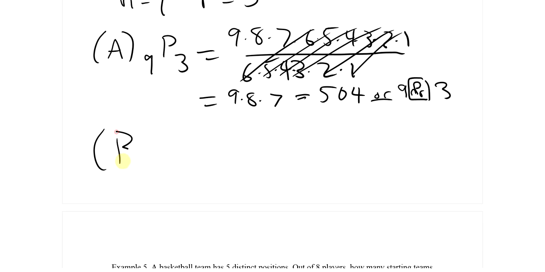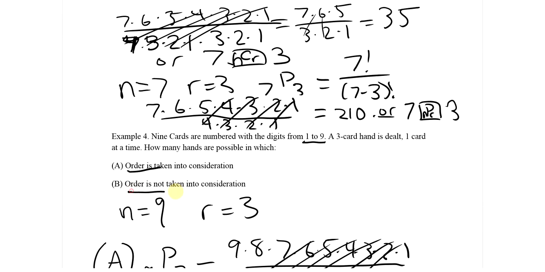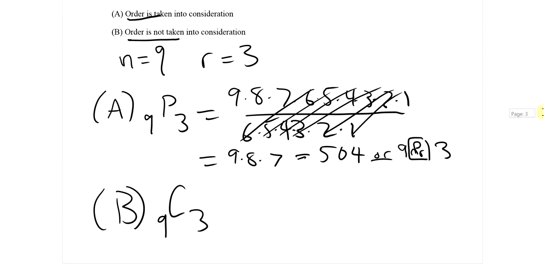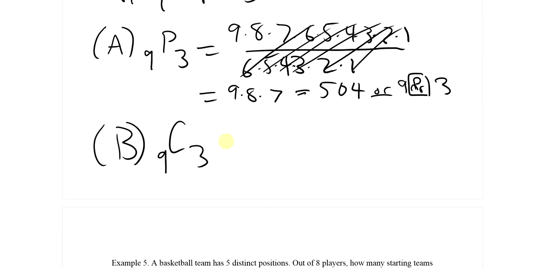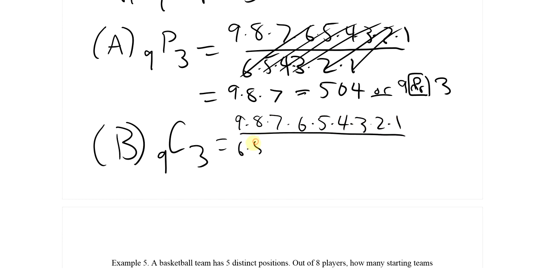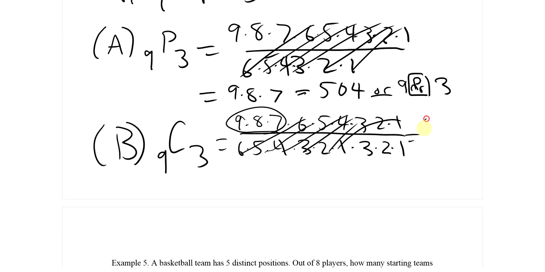Part B, 9C3. It's a combination this time because order is not taken into consideration. It's just 3 cards in a hand. So it's a combination. So it's 9 times 8 times 7 times 6 times 5 times 4 times 3 times 2 times 1 over 6 times 5 times 4 times 3 times 2 times 1 times 3 times 2 times 1. The 6, 5, 4, 3, 2, 1 cancels out, and we're left with this, which we know is 504 over 6, which equals 84.